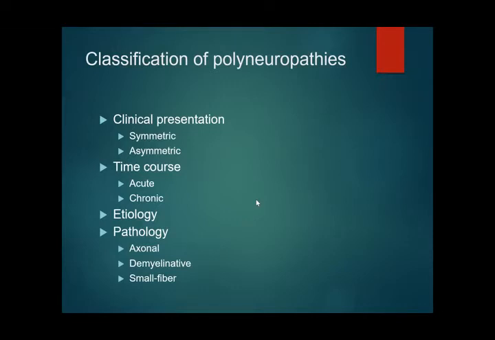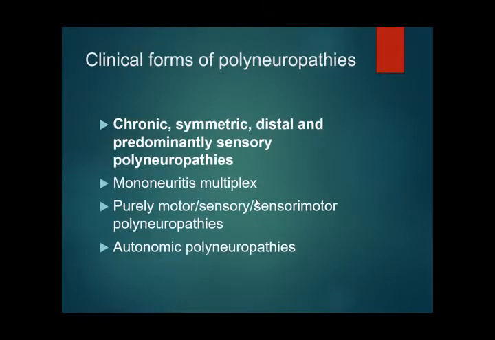Mononeuritis multiplex can be there, like in vasculitis and sarcoidosis, in which different nerves can be involved and in different extremities, like foot drop on the right and wrist drop on the left, like common peroneal nerve palsy on the right lower limb and radial nerve palsy on the left upper limb. So this is how mononeuritis multiplex presents. It can be due to diabetes even, and many other causes. It can be either purely motor, purely sensory, or maybe sensorimotor, and there are then autonomic polyneuropathies.